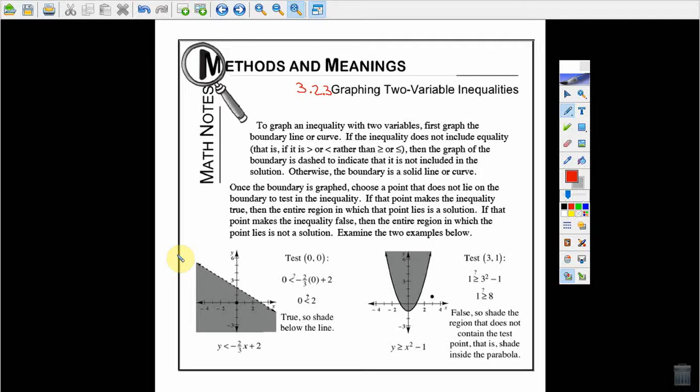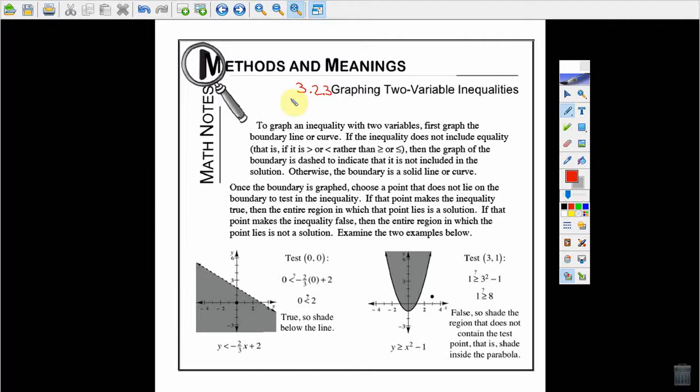To graph an inequality with two variables, first you're going to graph the boundary line or curve the same way you would if it was an equality. If the inequality does not include the equality, that is, if it's greater than or less than rather than greater than or equal to or less than or equal to, then the graph of the boundary is dashed to indicate that it's not included in the solution. Otherwise, the boundary is a solid line or curve.